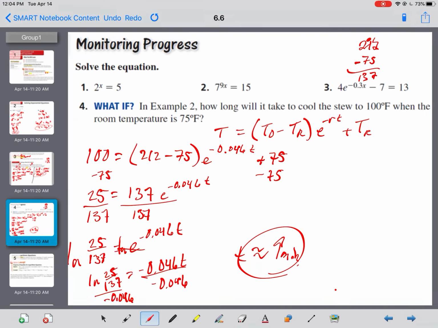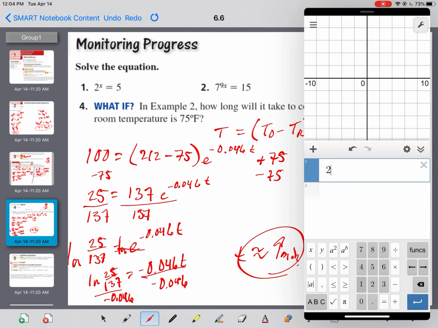8.5 minutes, really. Probably a better one, because you can do 8.5 minutes pretty easy. Okay? 8.5 or 9 minutes. No, they said 37 minutes. I missed something. Let's see. Did I do 212 minus 75? Okay, that one's good.